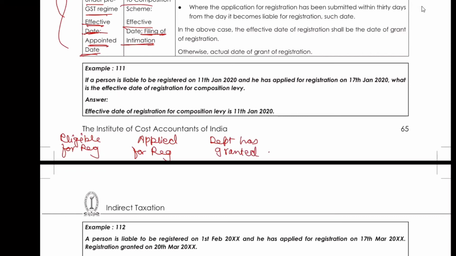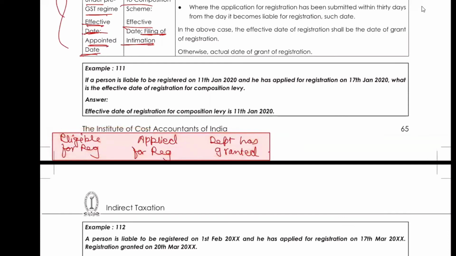Always remember, if these 3 dates are given, this is a thumb rule. I am giving you the most shortcut trick. If the department-granted date is given, that date will be the effective date of registration. But if only the other 2 dates are given, the eligible for registration date will be the effective date. Remember this: among all these 3 dates, the department granted date will prevail, and if anything other than the department date is given, eligible for registration will be the effective date. Now let's see 2-3 examples. It's simple.